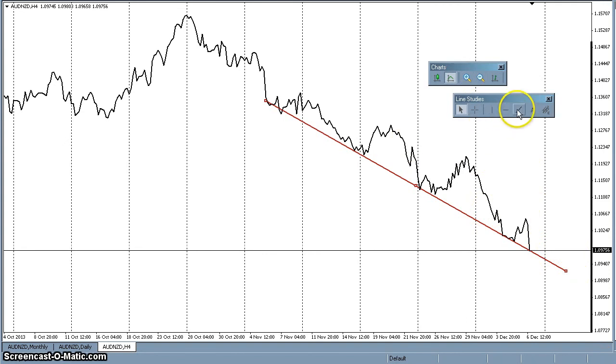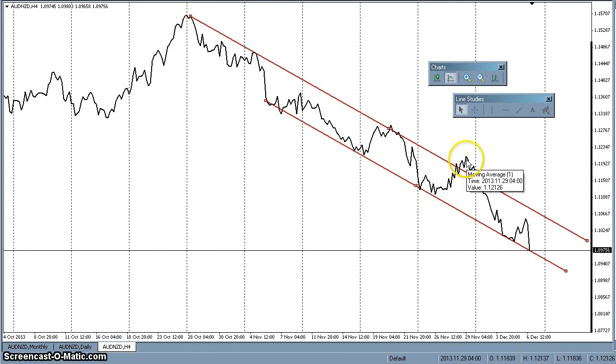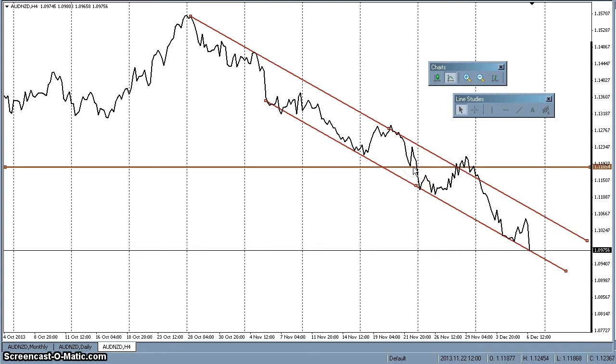And then here, the channel's kind of widening, but I guess you could say there was an attempted breakout here. It failed, so actually that was probably a better place to sell psychologically than any other place.